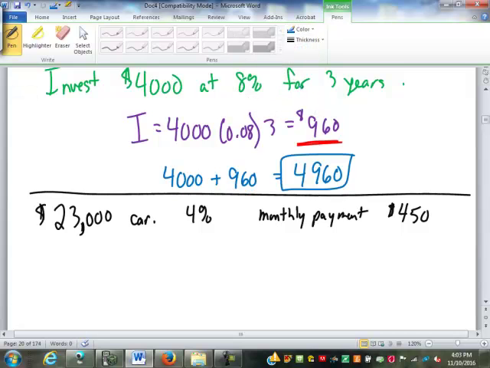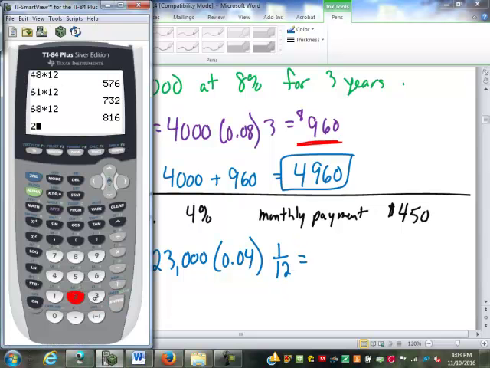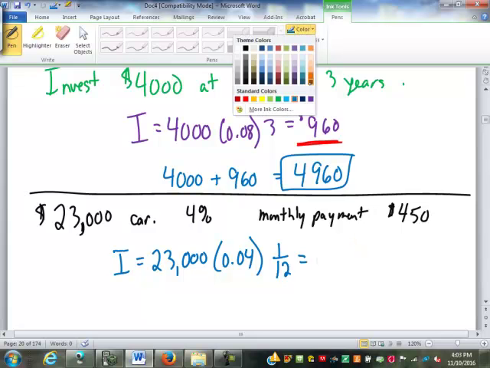So how much do you owe after your first monthly payment? Well, your interest is going to be your $23,000 times your rate of 0.04. Your time is 1 month. But we said time was always in years. So 1 month is 1/12 of a year. So how do we punch that in? It is 23,000 times 0.04 times 1 divided by 12. $76.67 is the amount of interest.